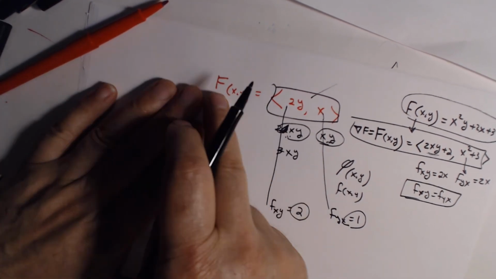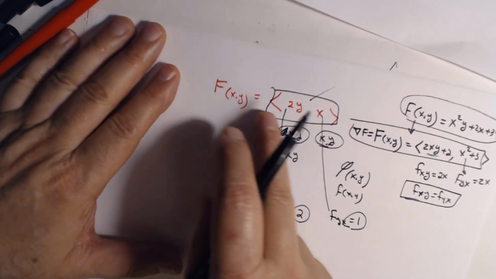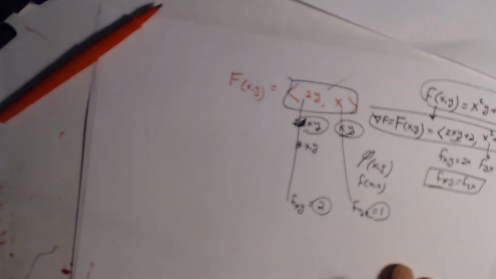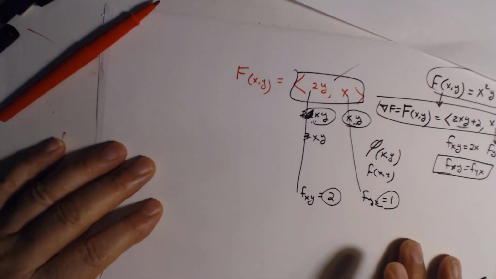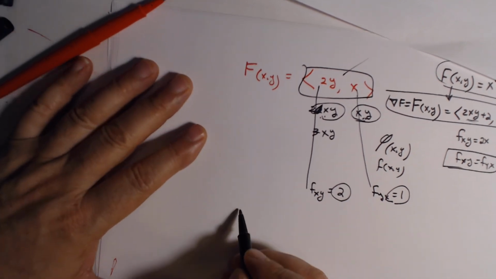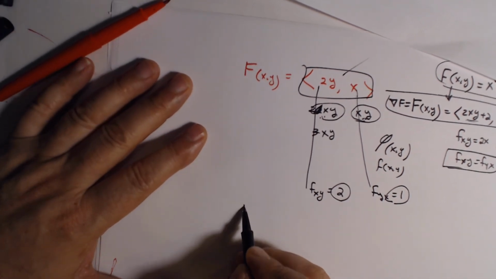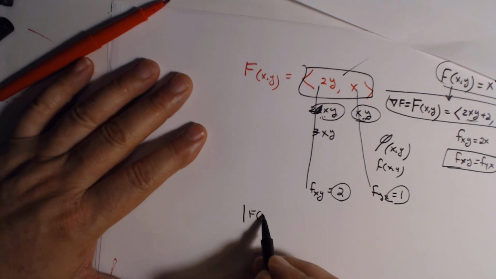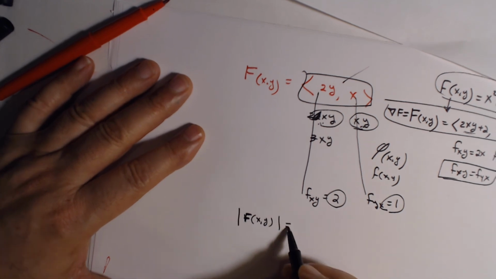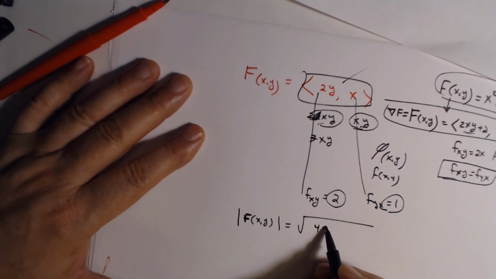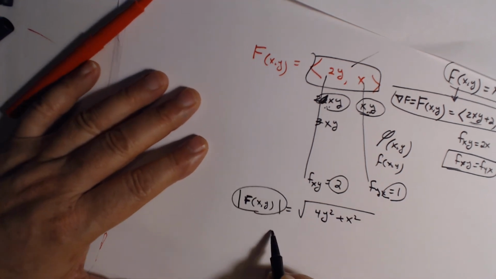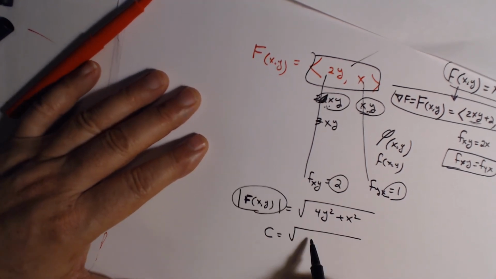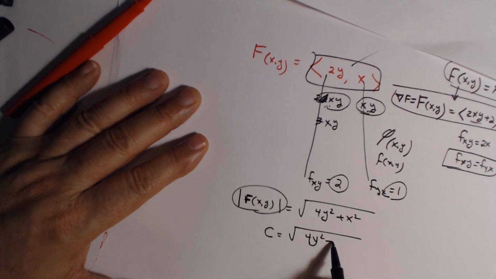But somebody said, okay, this is a vector field. Can you graph the vector field for me and show me the field? I said yes. First you have to find its magnitude. The magnitude is 4y squared plus x squared. The magnitude is a scalar, call it c, and this is 4y squared plus x squared.